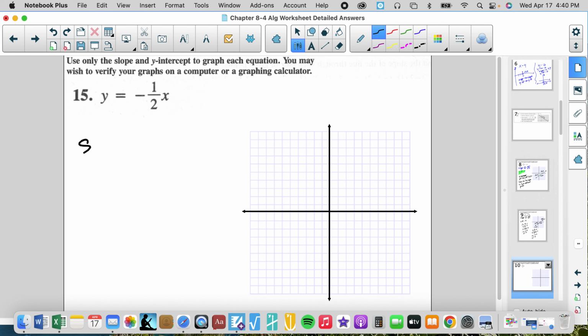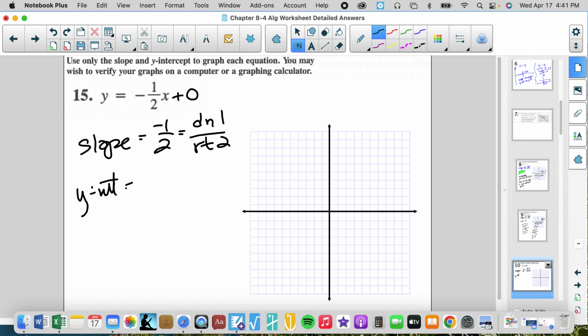Multiple tangents. Slope equals -1/2. I'm going to put the negative up in the numerator. That means it's down 1, right 2. That's going to be plus 0. My y-intercept is going to be 0. I'm going to plot my y-intercept on the origin, and then I'm going to go down 1, right 2, down 1, right 2. I'm going to connect those dots.